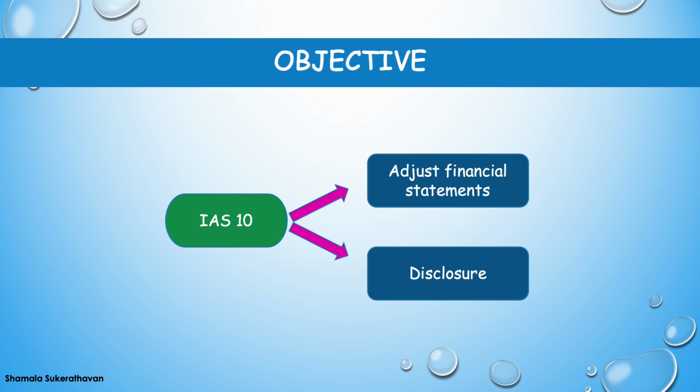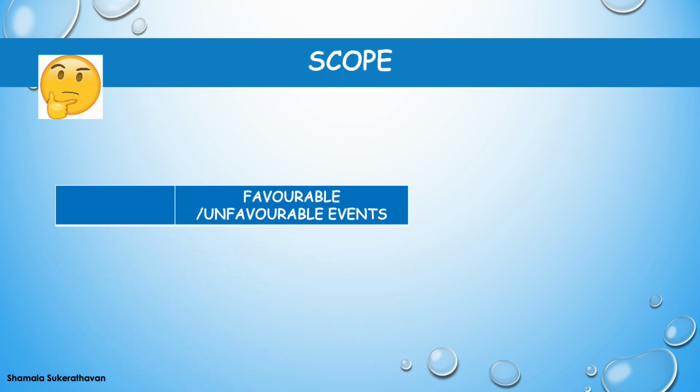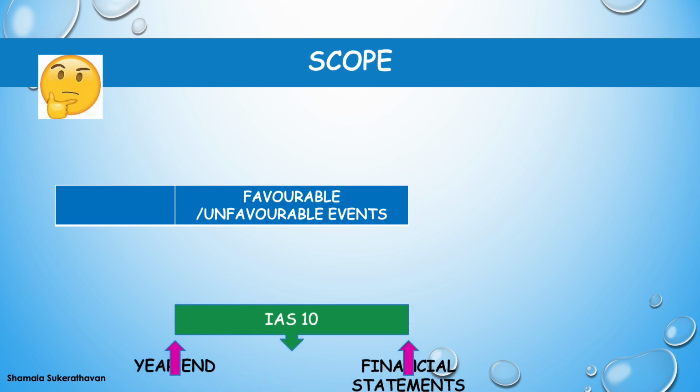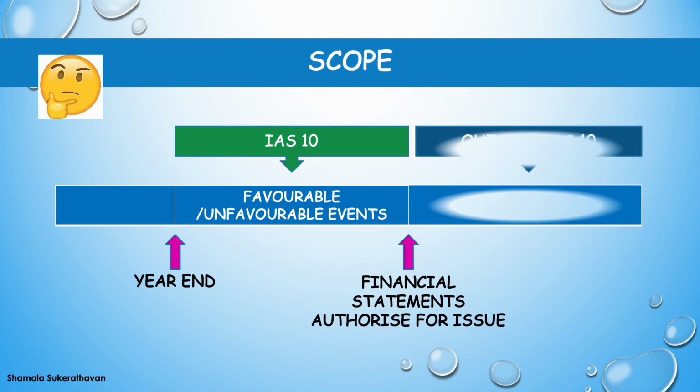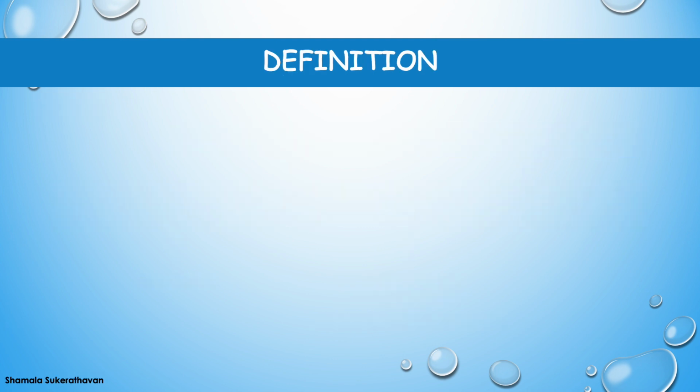after the reporting period. Question: which events fall within the scope of IAS 10? These include favorable and unfavorable events that occur between the end of the reporting period and the date the financial statements are authorized for issue. Thus, events after the financial statements are authorized fall outside the scope of IAS 10.